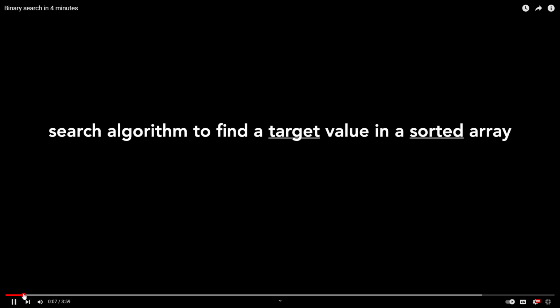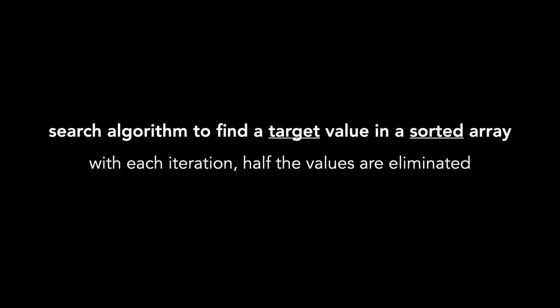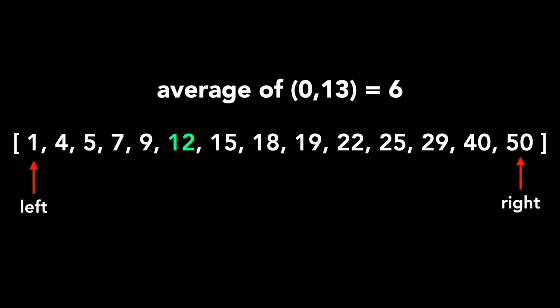In a sorted array, with each iteration of the algorithm, half of the remaining values in the array are eliminated. Let's use this array, for example, with the target value of 12. We'll start by finding the middle value of the array, which we'll calculate using the leftmost and rightmost indices, shown here. We'll take the average of the indices, which is 6.